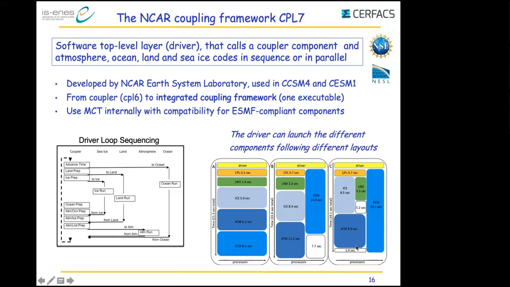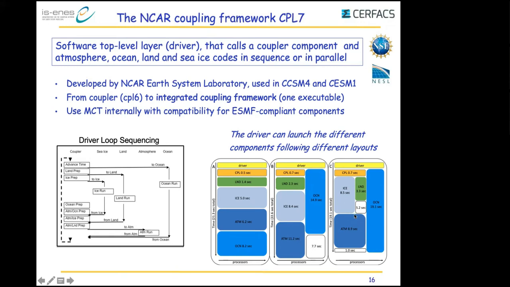And here is just an illustration of the different layouts that you can have. We have 3 different layouts, and the user can choose the layouts just by an external specification. You see here at the left, all the components are run one after the other on all the computing resources. But you can also have a layout, for example in the middle, where the ocean is run concurrently with the land, the ice, and part of the atmosphere. But we see that with this layout, there's some load imbalance.